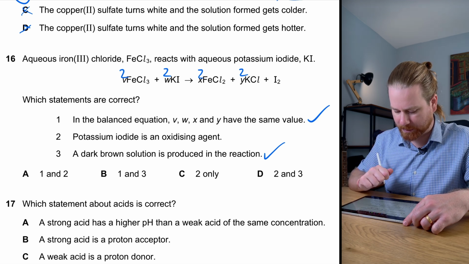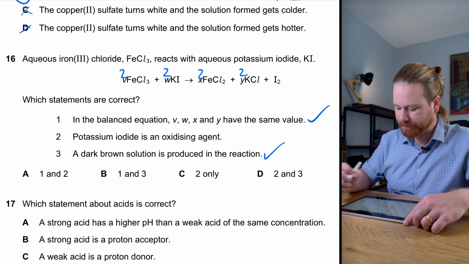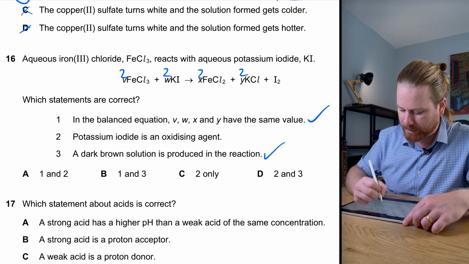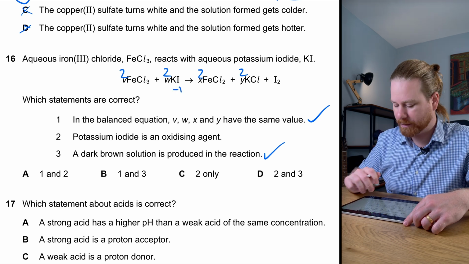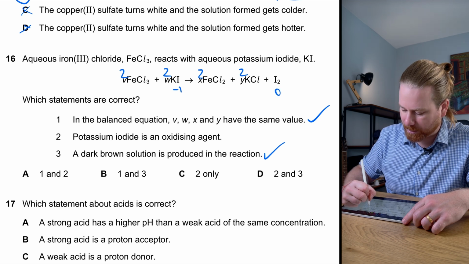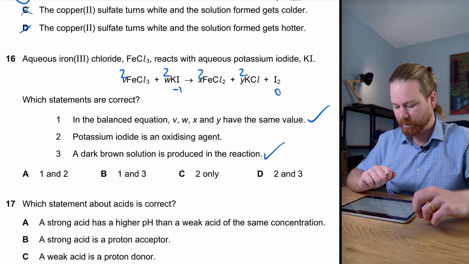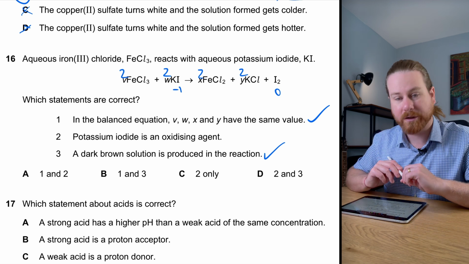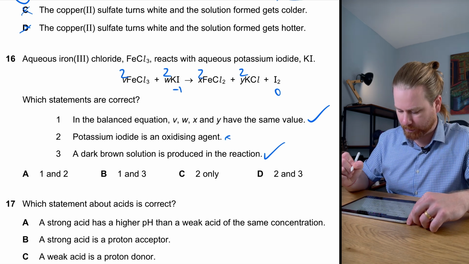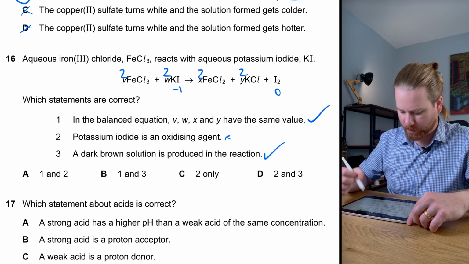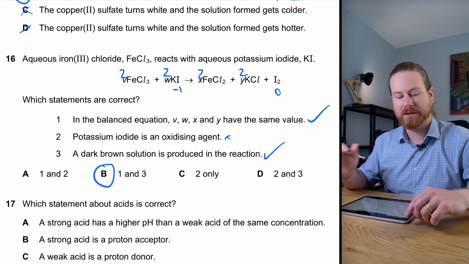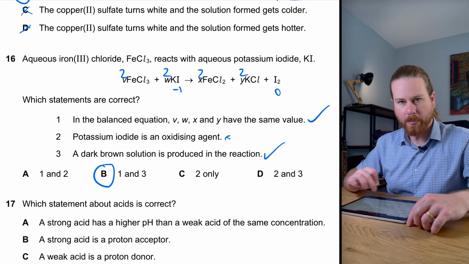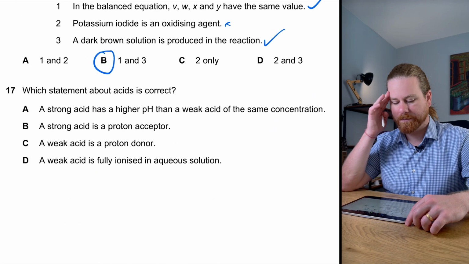So now let's have a look at potassium iodide being the oxidizing agent. So what is going on? So the iodine is starting off as -1, and it's ending up as an element, so it's going to a 0. So it has, in fact, lost electrons. So it's not the oxidizing agent, so this one is not true. So we've got 1 and 3. So 1 and 3. So yeah, our answer has to be B. So this is one of the trickier questions so far. Okay, let's hope our next one is a bit easier.